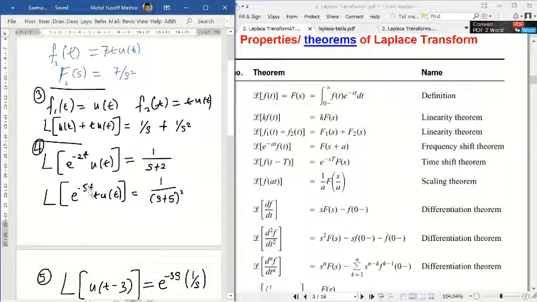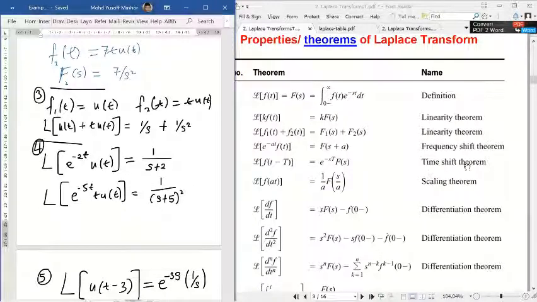Let's say you have e to the power of minus 5t multiplied by the ramp function. You know that the ramp function in the Laplace domain is 1 over s squared. So you replace s with s plus the power, which is now equal to 5. So s plus 5, squared, because you have the square there. So this is the Laplace equivalent for this.